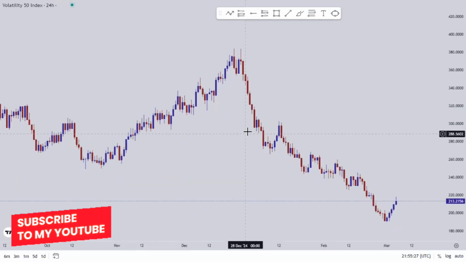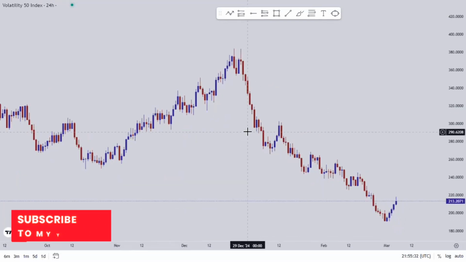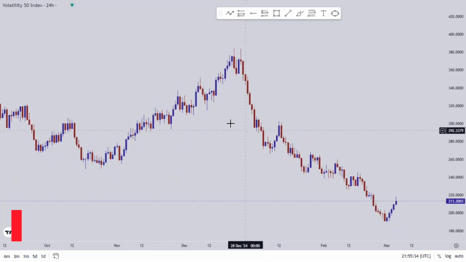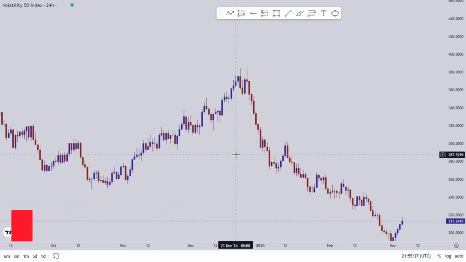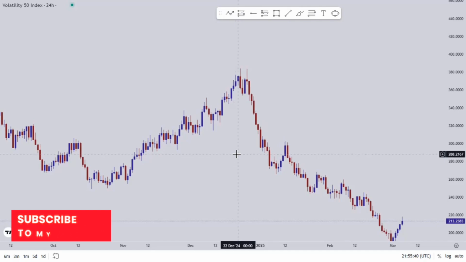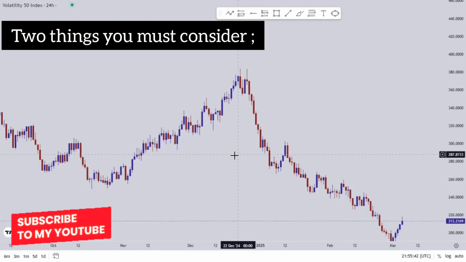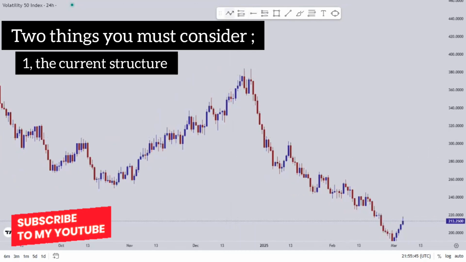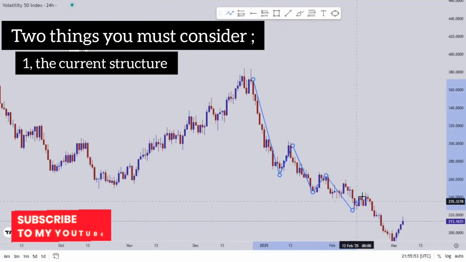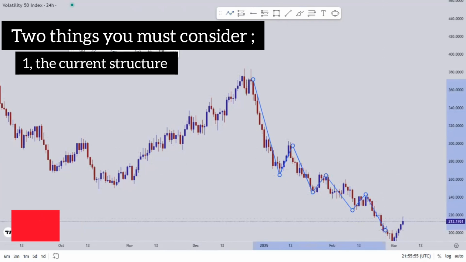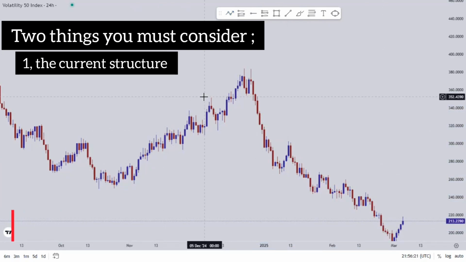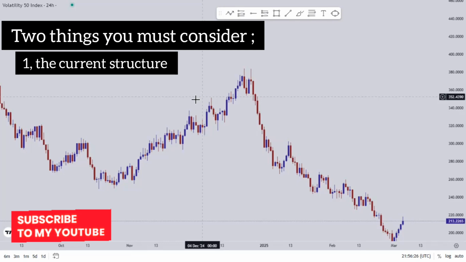Right. Now, when trading a trendline strategy, there are a few things you must consider. These things, you must put them at the back of your mind. One is, what is the current structure of the market you are trading? You must be able to tell what the structure of the market you are currently trading is.